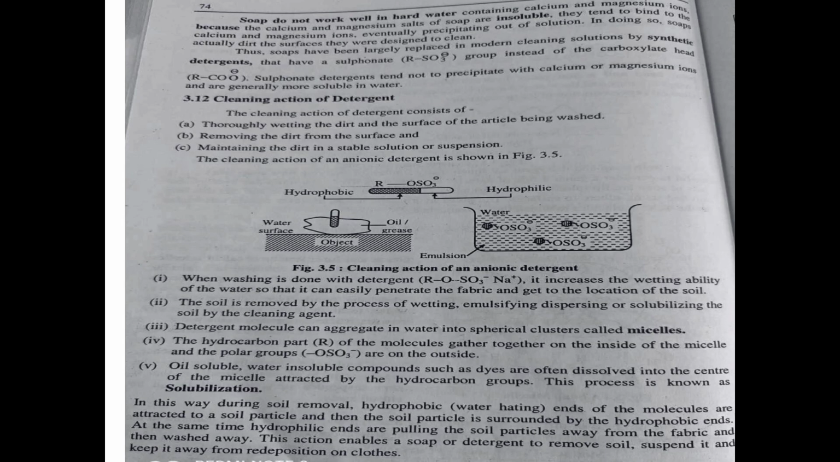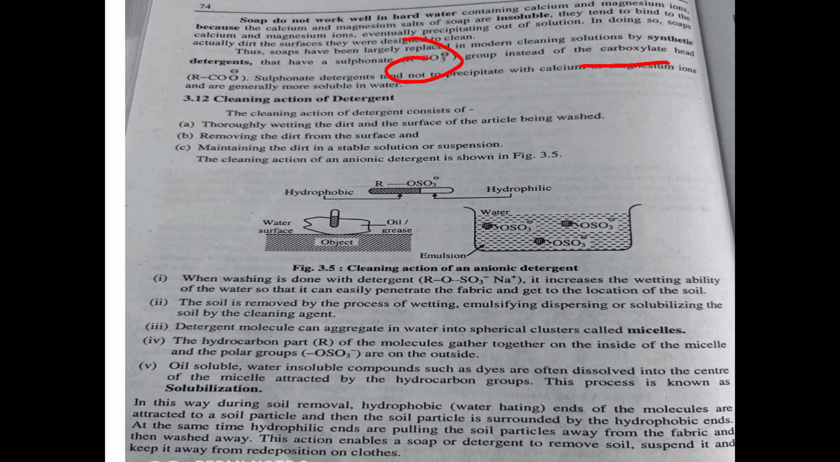The cleaning solution of synthetic detergents has sulfonate, the RSO3 minus group, instead of the carboxylate head, that is RCO minus. Sulfonate detergents tend not to precipitate with calcium or magnesium ions and are generally more soluble in water. That's why the carboxylate head can be replaced by the sulfonate, RSO3 minus.